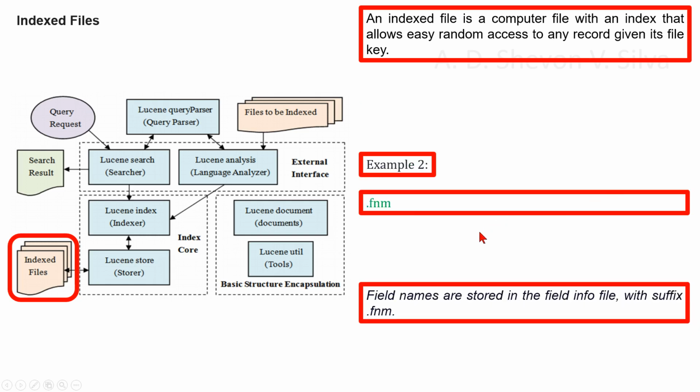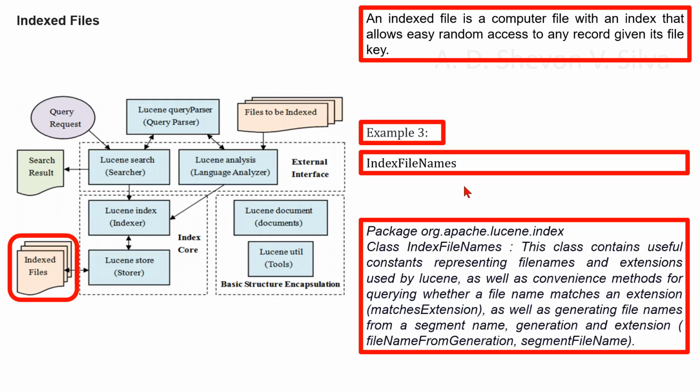As example 2, we can consider .fnm. The field names are stored in the field info file with suffix .fnm. For 3, we are considering the class IndexFileNames in package org.apache.lucene.index. This class contains useful constants representing file names and extensions used by Lucene, as well as convenience methods for querying whether there are file name matches and extensions, as well as generating file names from a segment name, generation and extension, file name from generation, and segment file name.